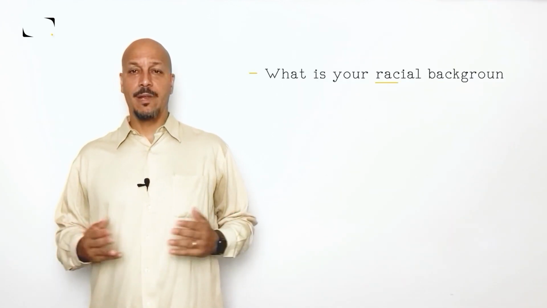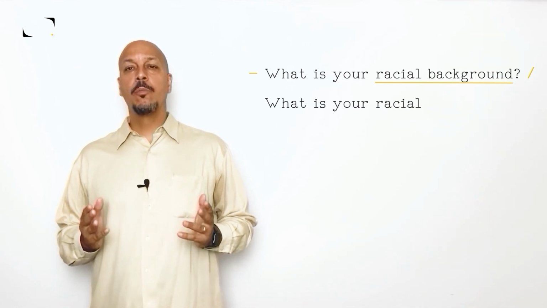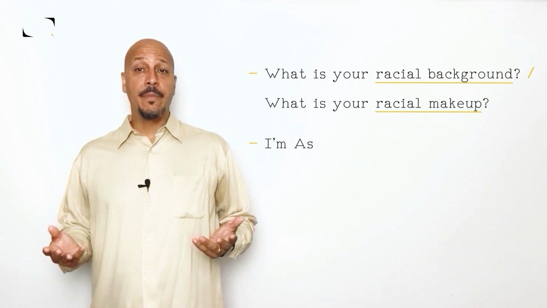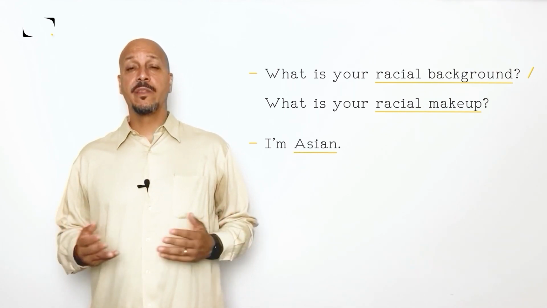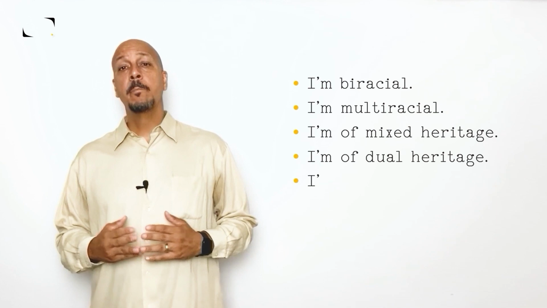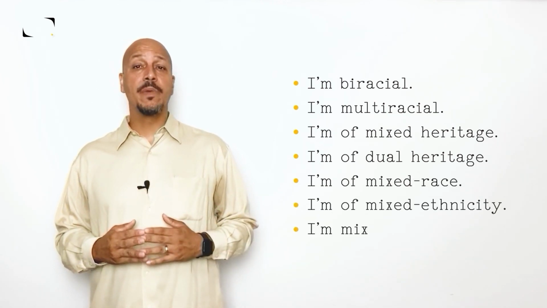If you want to know what someone's race or ancestral background is, you can ask, what is your racial background? Or what is your racial makeup? In response, a person may reply, I'm white, I'm Asian, or I will use one of the other categories. People who are from more than one racial group may say I'm biracial, multiracial, of mixed heritage, dual heritage, mixed race, mixed ethnicity, or mixed.